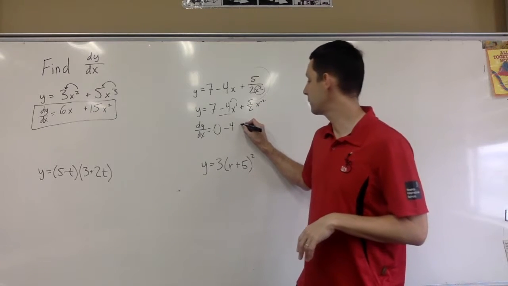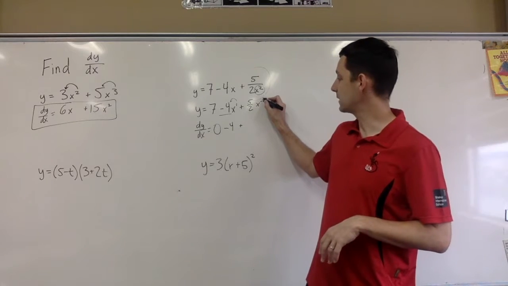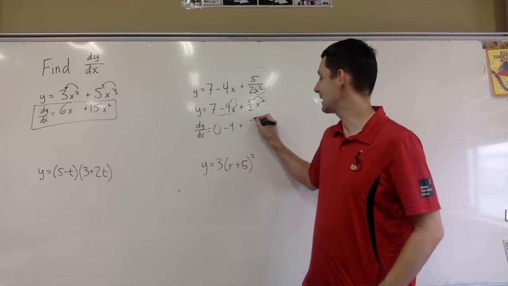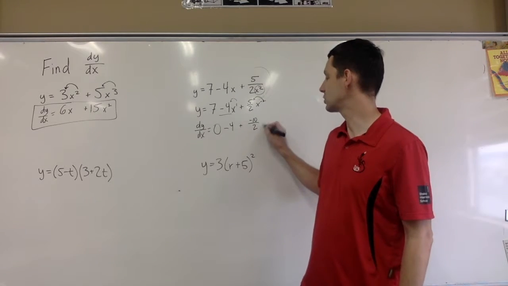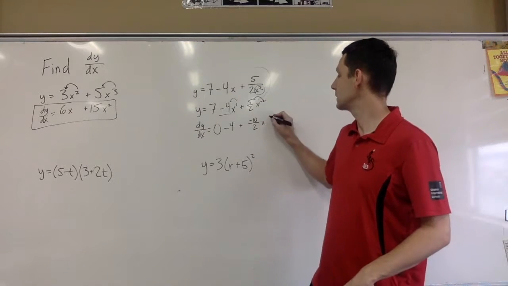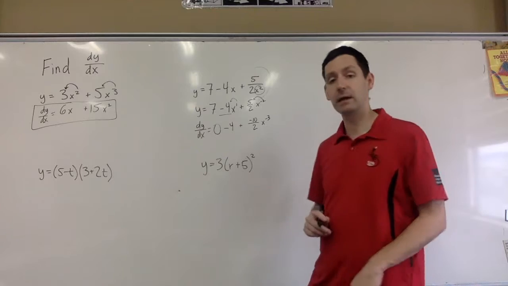And then I will have plus here, the -2 is going to come in the front. So that will give me -10/2. And then it will be x to the, subtract 1, -2 minus 1 is -3rd.